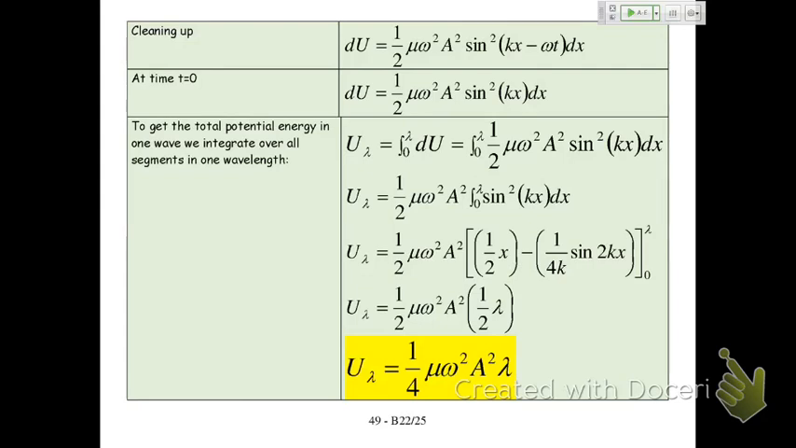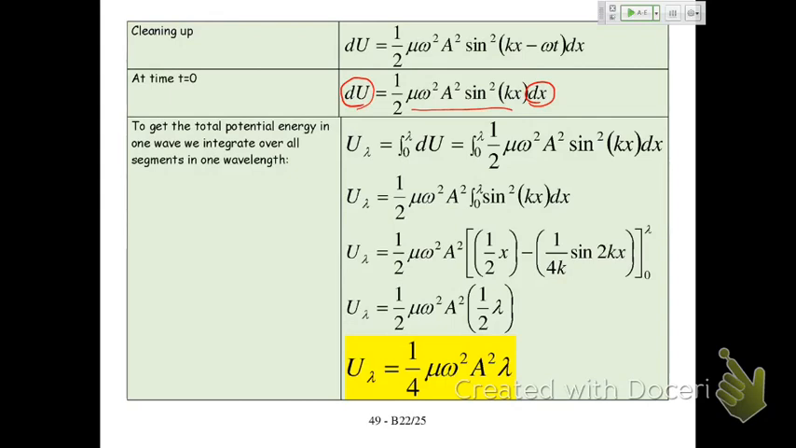You end up with an expression which gives me the energy in a little bit of length of the wave. So here's a piece of string, a little bit of length. How much energy is in that little bit of length? That expression tells you that, which is kind of amazing, really.